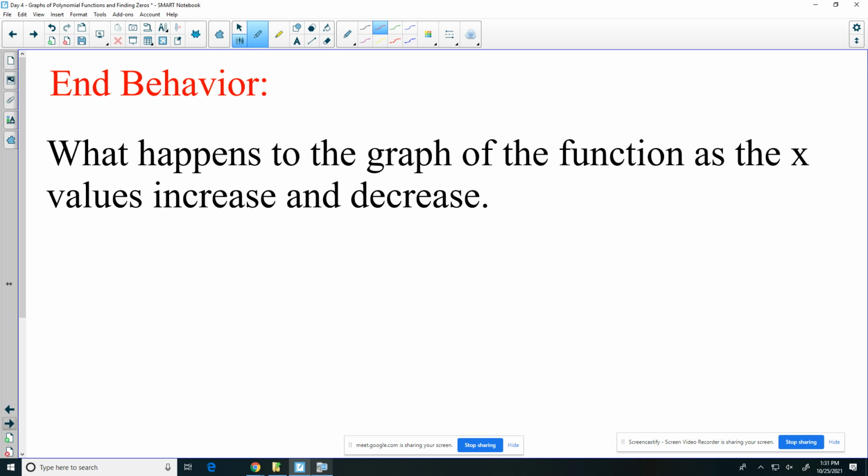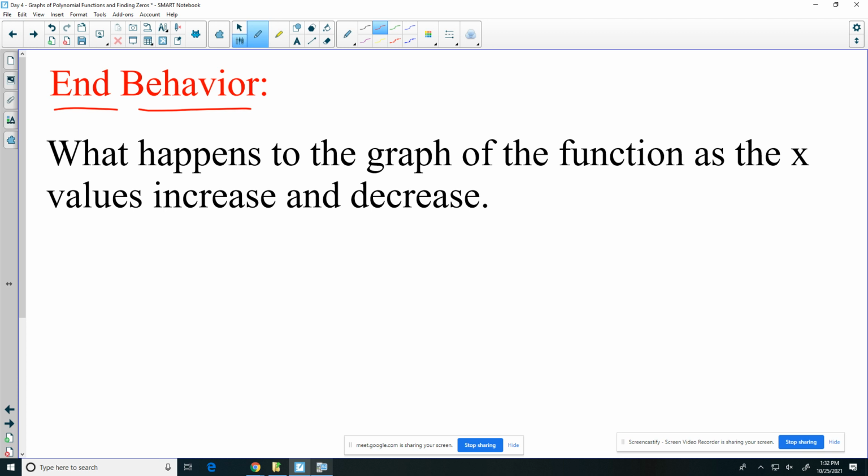When we talk about end behavior, we're saying what happens to the graph as x increases or decreases to either positive infinity or negative infinity. Okay, so what happens as x increases to positive infinity or negative infinity? That's what we mean by end behavior.